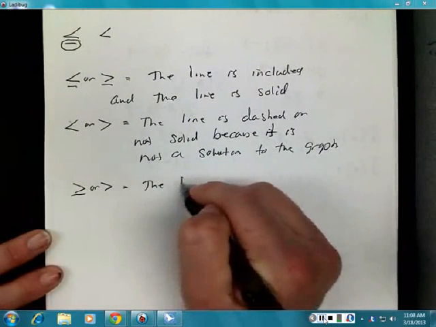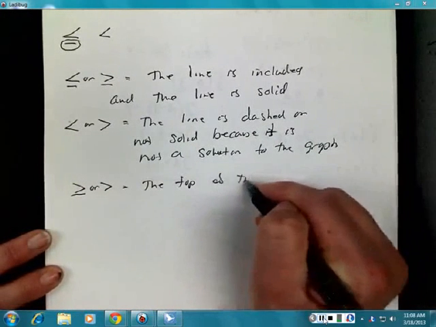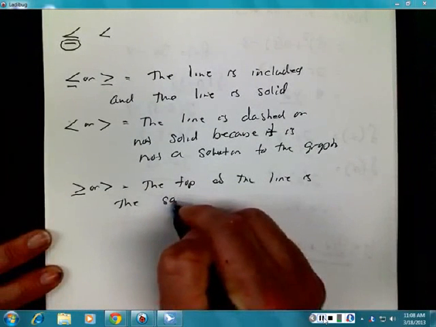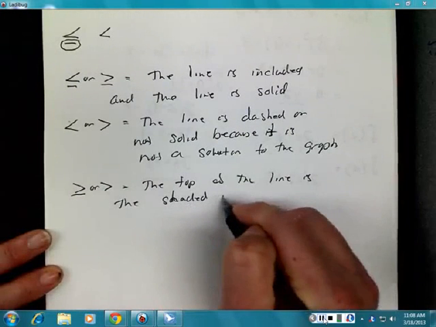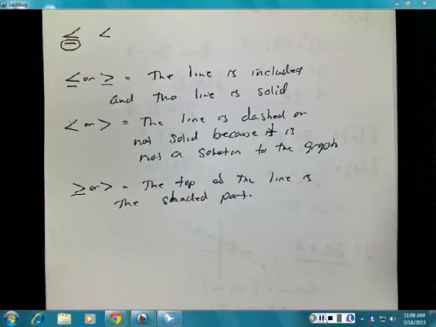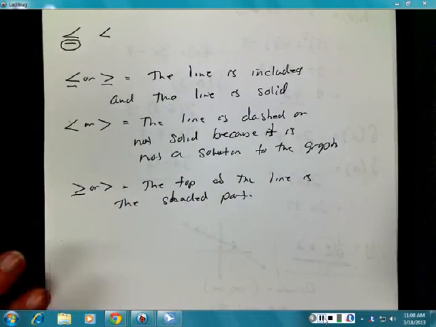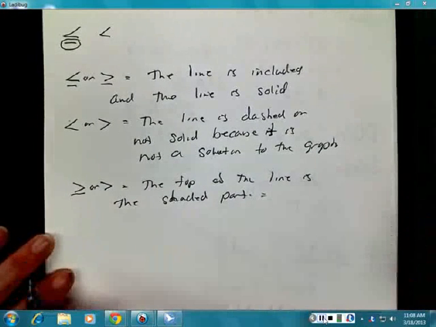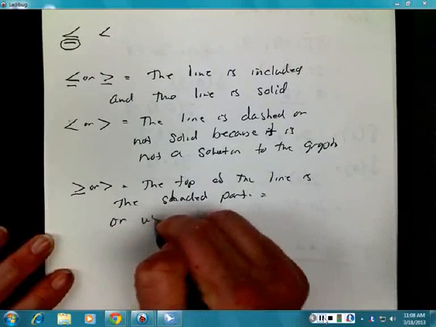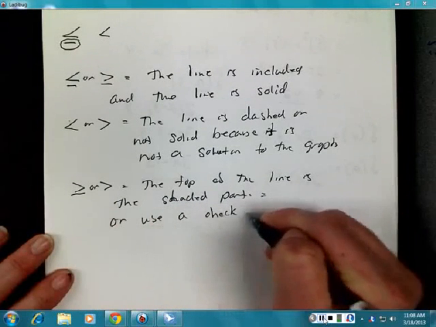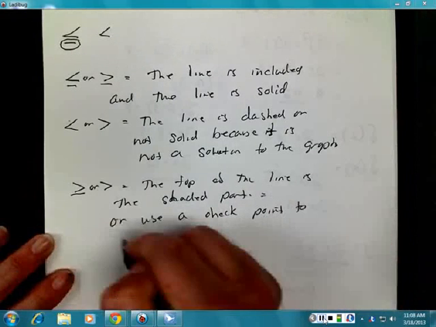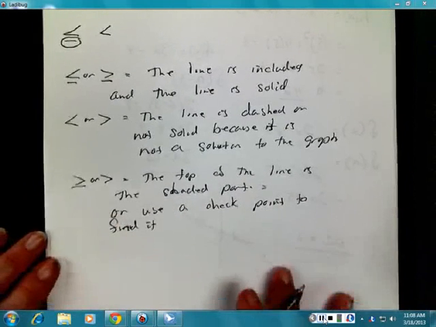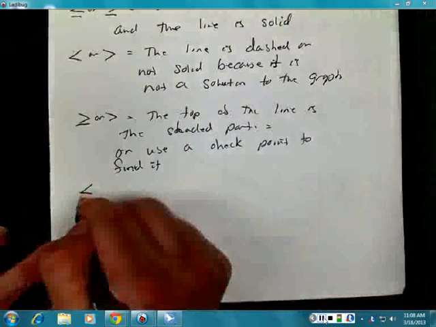If you have a greater than or equal to or a greater than, the top of the line is the shaded part. See, this is what my instructor didn't teach me in the last class, and this is why I got confused with the shading. So I knew there was a certain pattern that you could shade, and he just kind of made us go through it, or use a checkpoint to find it. You can do it two ways.